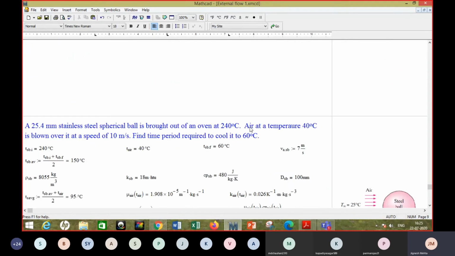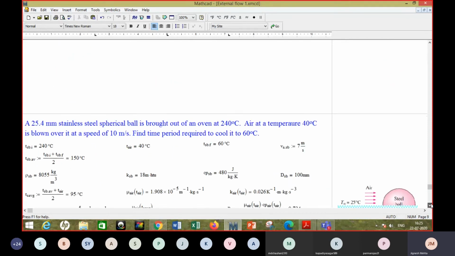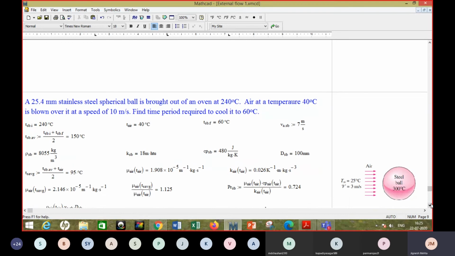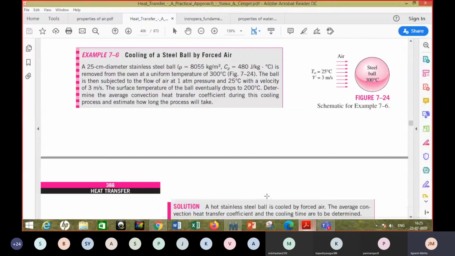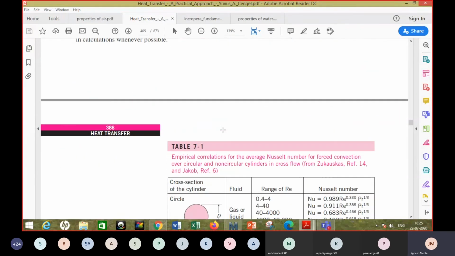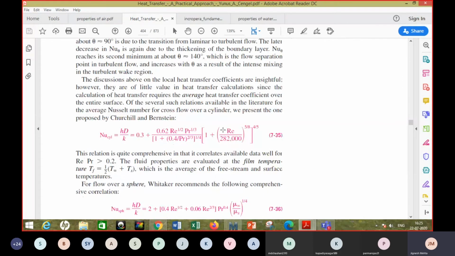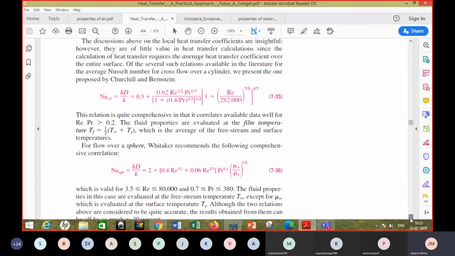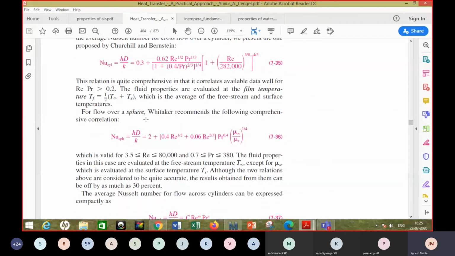which I am providing here. Okay. Now the correlations for the flow over a sphere, or the nature of the flow or physics of the flow, would be very similar to what happens in case of a cylinder. And one of the popular correlations is one by Whitaker. So you can see what is the nature of that correlation.